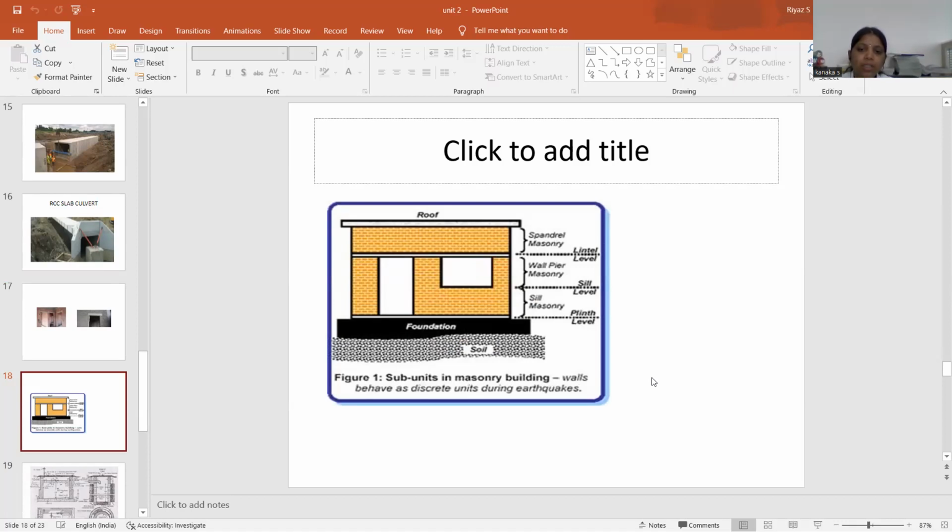This is something you see in masonry buildings. Walls behave as discrete units during the earthwork. The top portion is the roof. The top portion is the span masonry. The second one is wall pier masonry. The next one is sill masonry, sill levels. This is the plinth level. This is the sill level. This is the lintel level.